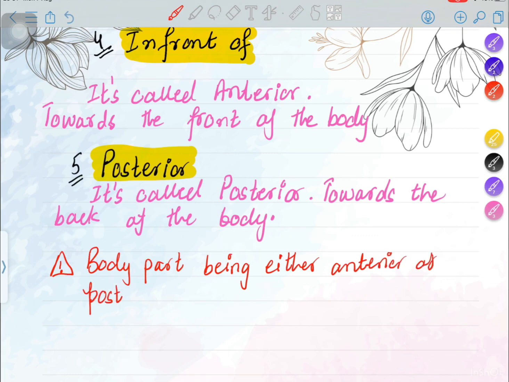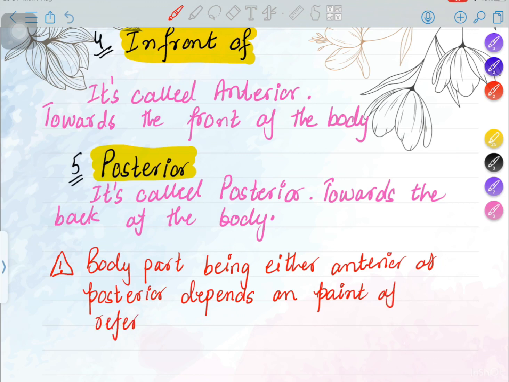Body part being either anterior or posterior depends on your point of reference. It doesn't mean that anteriorly there will be a lot of structures and posteriorly there will be a lot of structures, but when we talk about reference, let's suppose the way I'm talking here, the way I said nose is anterior to ears.